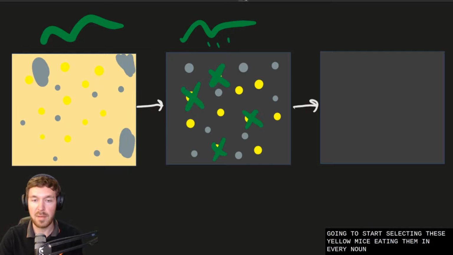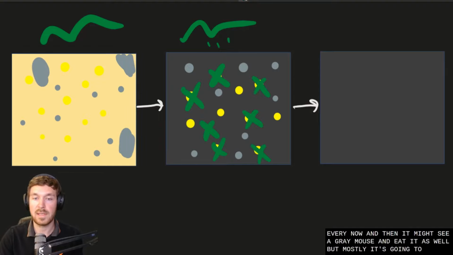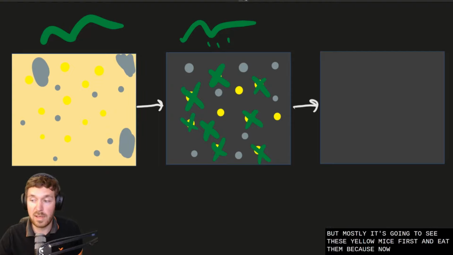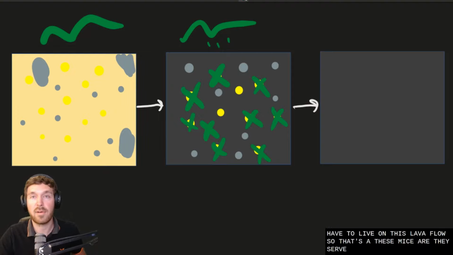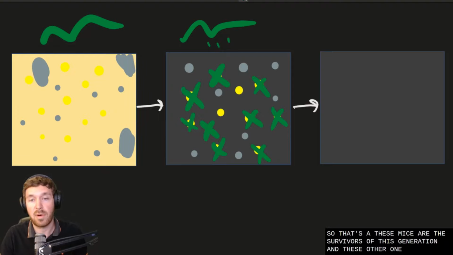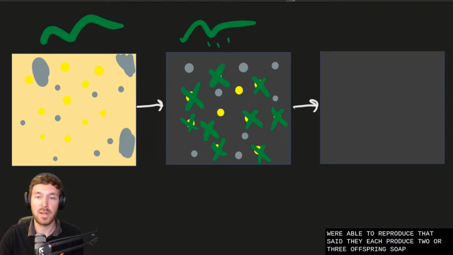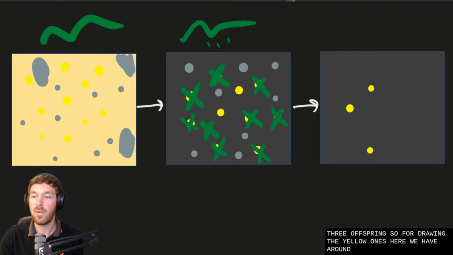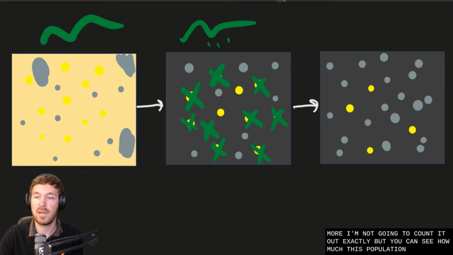And every now and then it might see a gray mouse and eat it as well. But mostly it's going to see these yellow mice first and eat them, because now these mice have to live on this lava outflow. So now say these mice are the survivors of this generation, and these are the ones that were able to reproduce. And let's say they each produce 2 or 3 offspring. So if we're drawing the yellow ones here, we'd have around 4, and the gray ones we would have a lot more. I'm not going to count it out exactly, but you can see how much this population shifted now.